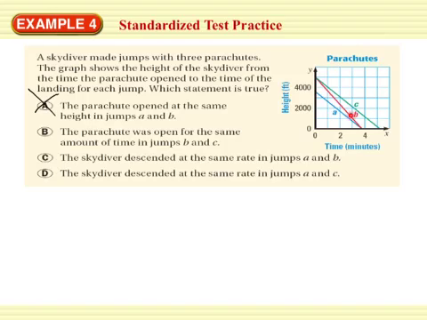The parachute was open for the same amount of time in jumps B and C. So I have B and C. The time for B was less than 4 minutes. The time for C was greater than 5 minutes. So that is definitely not true.